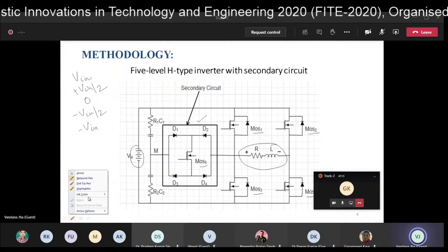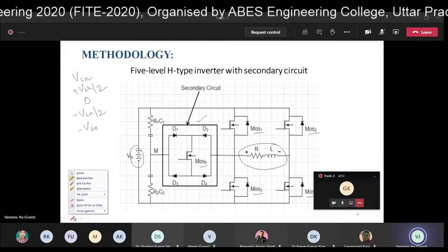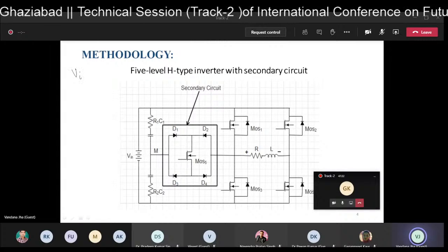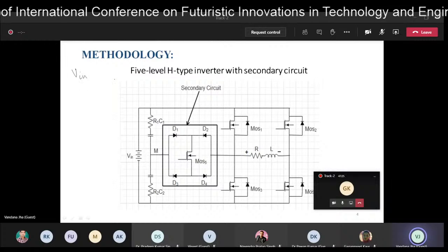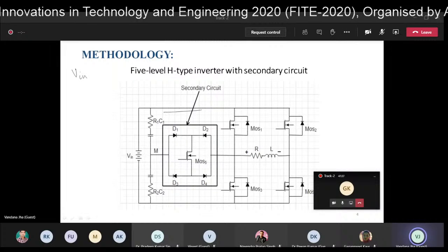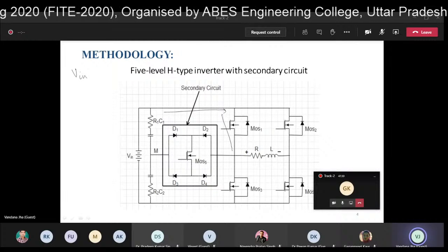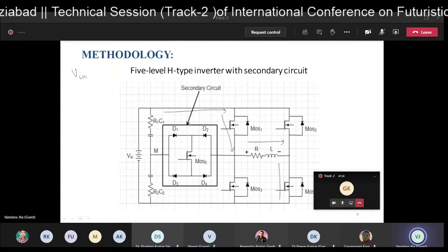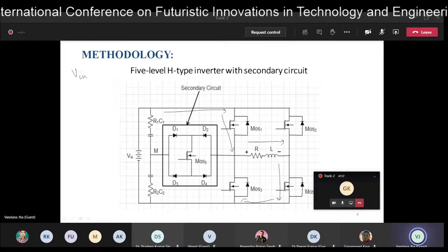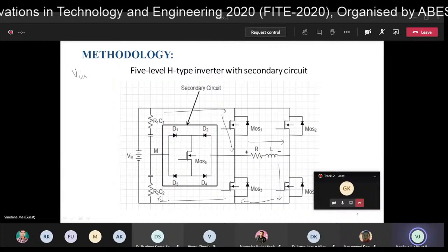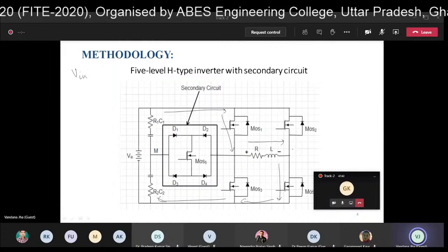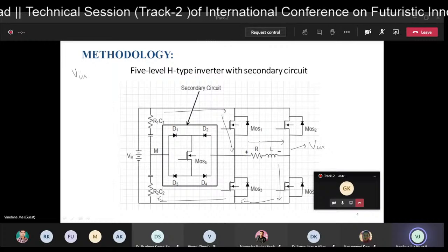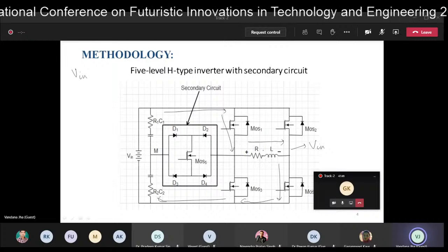So for the first mode of operation, where we have to produce voltage V in, the current flows through the circuit as shown, and across the load we get the voltage V in. In mode 1 operation, MOSFET 1 and MOSFET 4 are both functional.